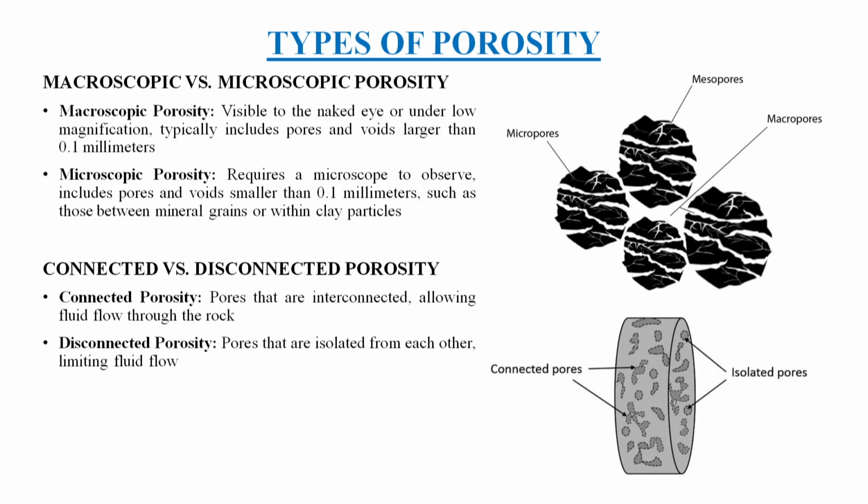Similarly, there is connected and disconnected porosity, which actually regulates the permeability of a soil or a rock. Connected porosity means pores that are interconnected, allowing fluid flow through the rock, and disconnected porosity means pores that are isolated from each other, limiting fluid flow. So if there is connected porosity, then that rock will have high permeability as well. If it is disconnected porosity, then that rock will have low permeability.